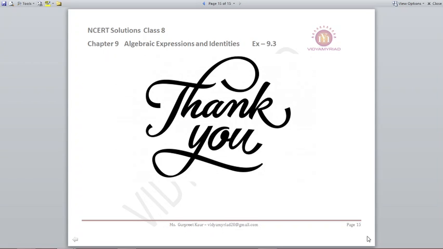That's all for this exercise, children. I hope you must have found it easy. Please do lots of practice. It requires practice because you have to do lots of multiplication with the variables and with the powers.